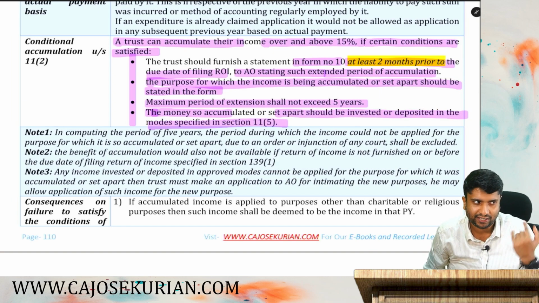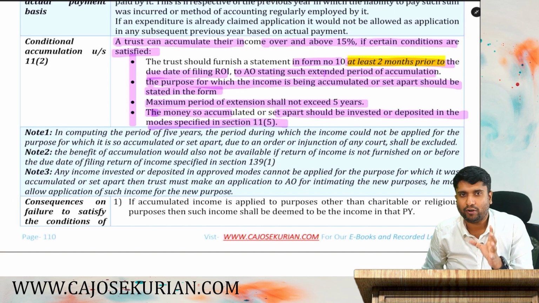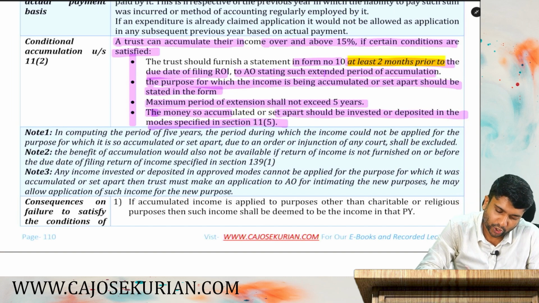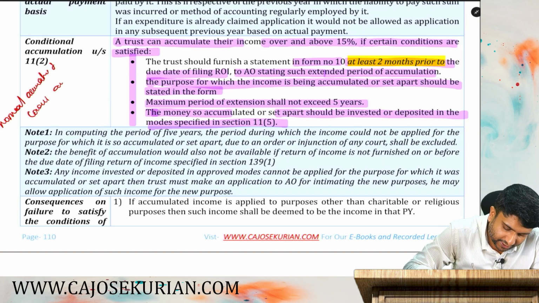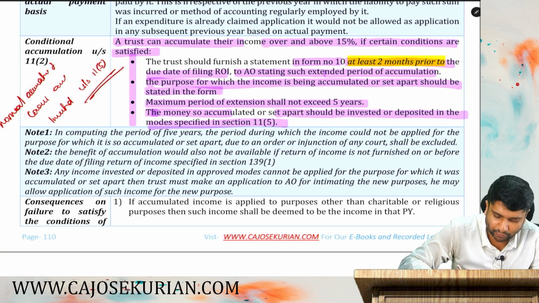Moving on. Number 4. The money so accumulated or set apart should be invested or deposited in mode specified in section 11 subsection 5. You have to invest that amount in specified mode. Both the normal accumulation and conditional accumulation have to be invested in specified mode under 11 subsection 5. You are not supposed to keep the money with you.